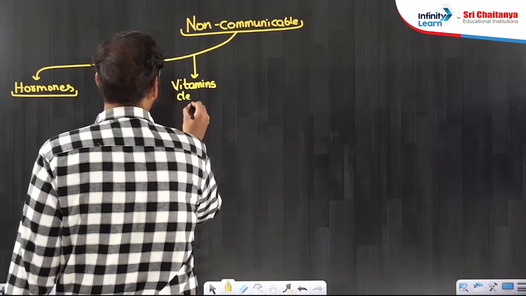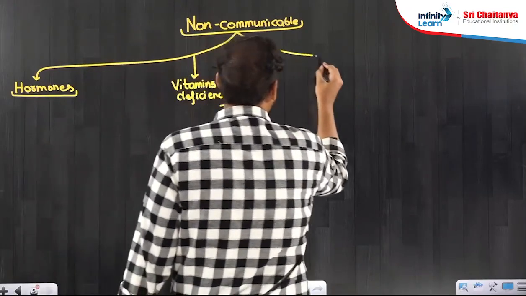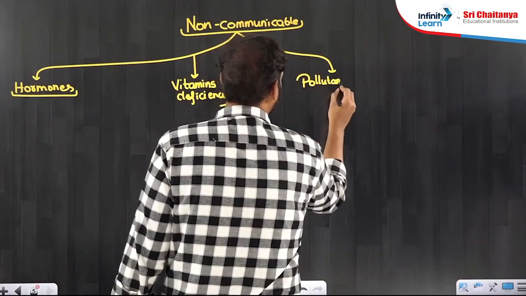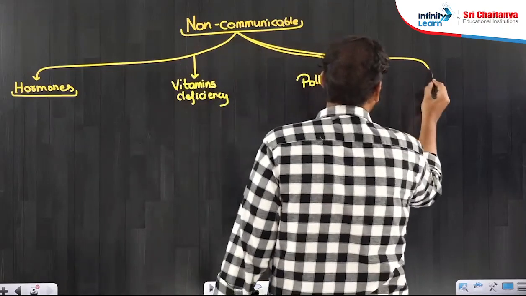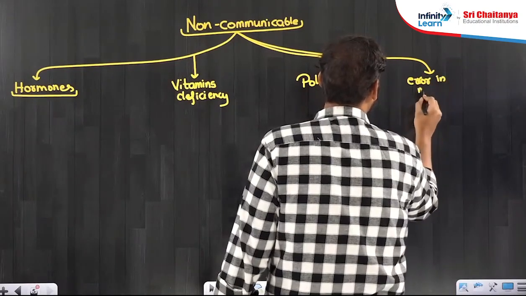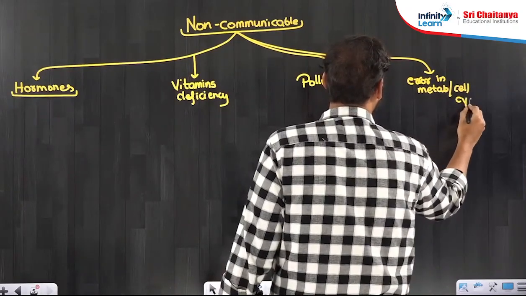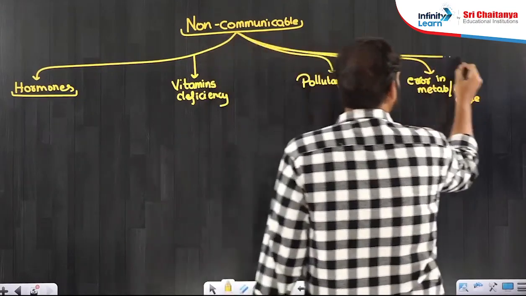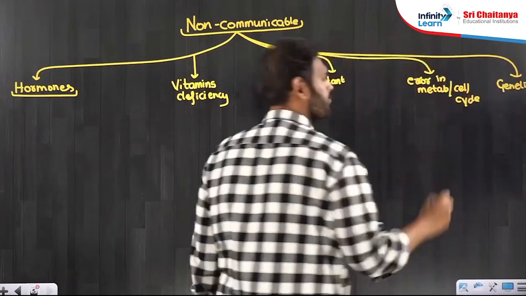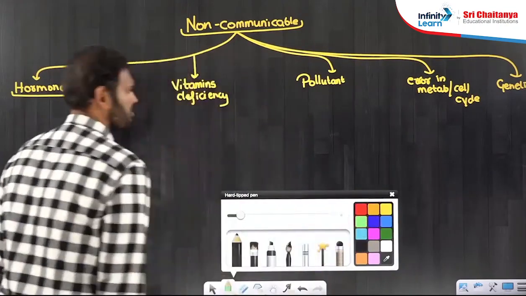Vitamin deficiency diseases. Might be diseases because of some pollutants. Might be disease because of error in metabolism or cell cycles. And the last one, disease which you get from your parents, genetical. It's a big list. Now, examples. Let us go into examples. Easy.